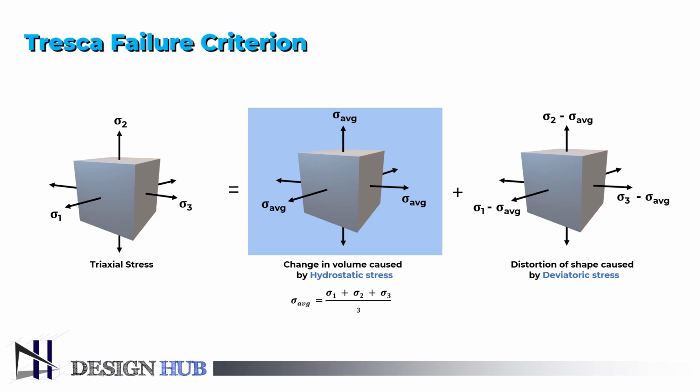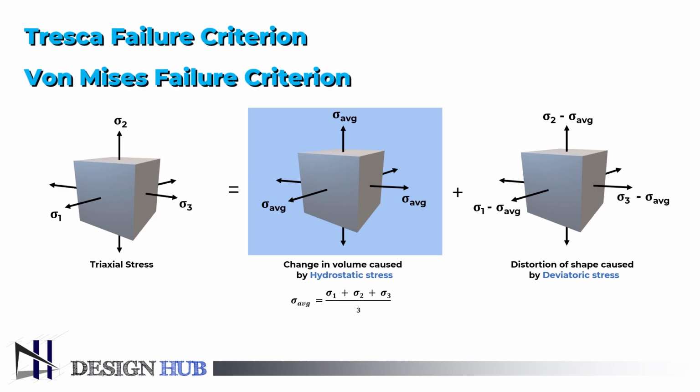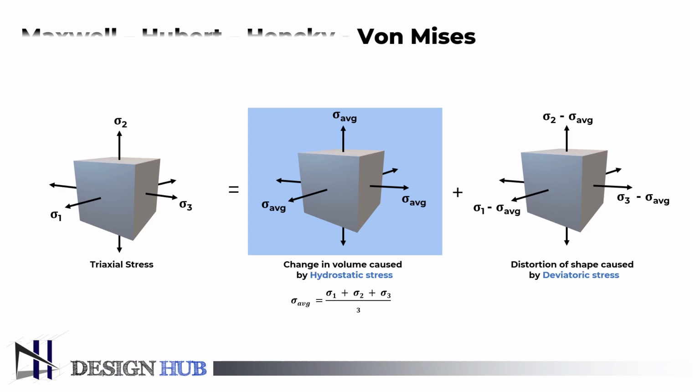For ductile material, Tresca failure criterion and von Mises failure criterion are the two most typical theories of failure. In forthcoming videos, we'll delve into this subject in great detail. Let's now concentrate on the von Mises theory. Richard von Mises created it at first, but several other people helped to refine it. Therefore, it is also known as the Maxwell Huber Hencky von Mises theory.